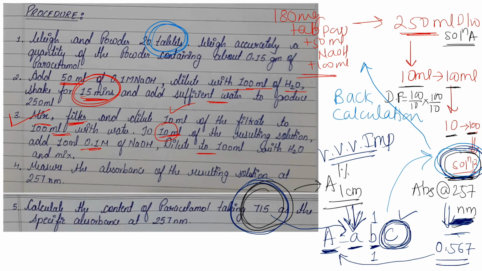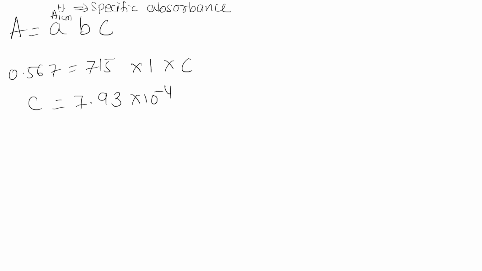Okay. So now I will tell you the back calculation, how it is to be done. As I have told you, we are substituting it in A is equal to ABC, where this A is nothing but A1% 1 centimeter. We call this as specific absorbance. So after substituting the absorbance, specific absorbance, B, I can find out C, and the C is coming out to be 7.93 into 10 raised to minus 4.